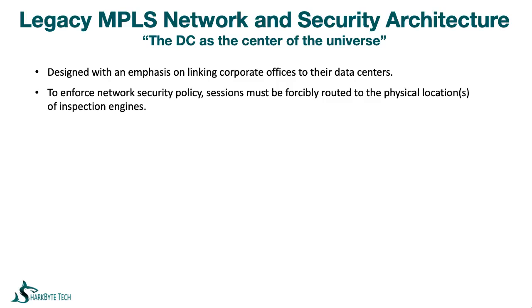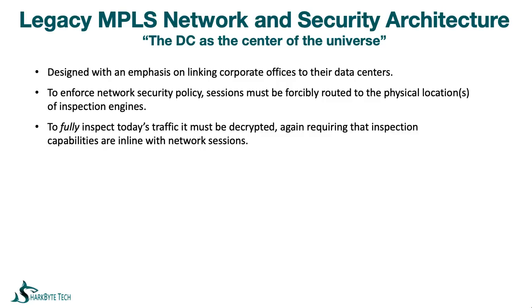That can radically increase the complexity of your network. And to fully inspect the traffic, it has to be decrypted, which again requires that the inspection capabilities are in line with the network sessions. In particular, TLS 1.3 forces an inline approach to decryption because of the use of ephemeral mode Diffie-Hellman. The private key is one time only. It's transmitted in encrypted form. So only an inline proxy has the key required to decrypt the payload.